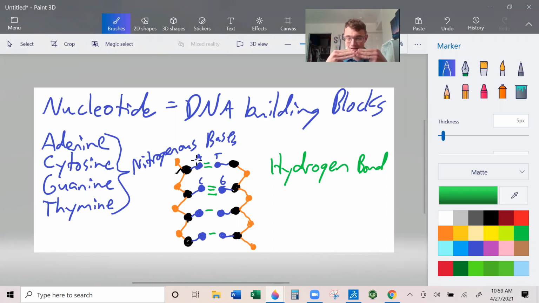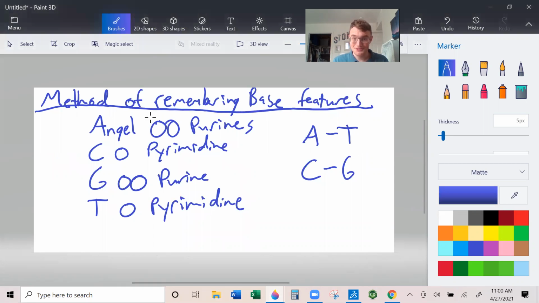So that's the other difference. You can always tell a DNA base apart by how many rings it has and how many hydrogen bonds it makes. Because A has two rings and makes two hydrogen bonds. C has one ring and makes three hydrogen bonds. G has two rings and makes three hydrogen bonds. And T has one ring and makes two hydrogen bonds. Let me show you a way to remember those. We'll add on to my little chart here.